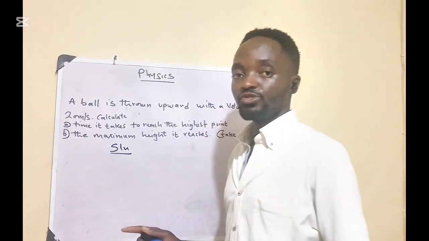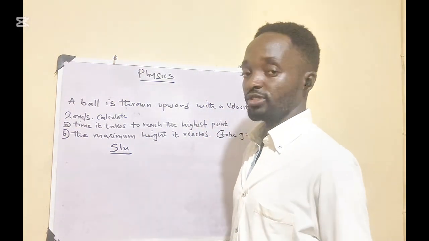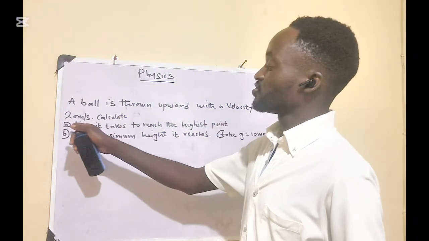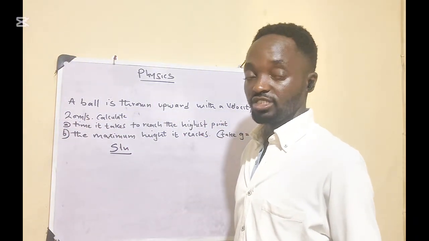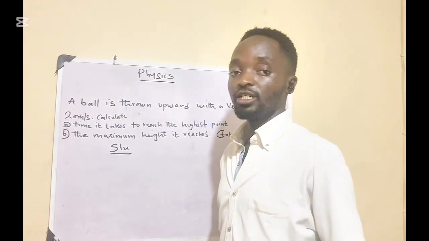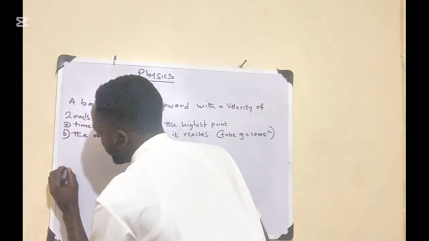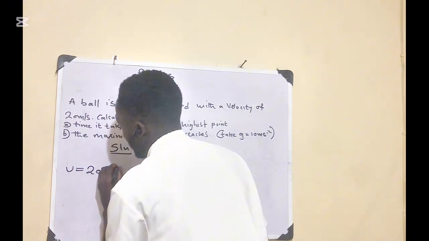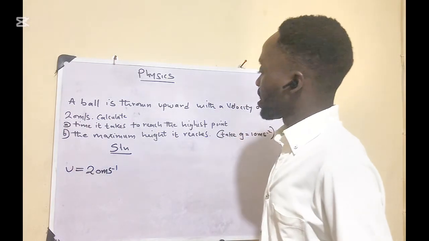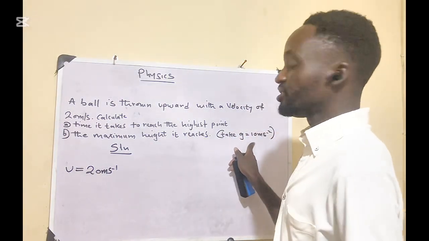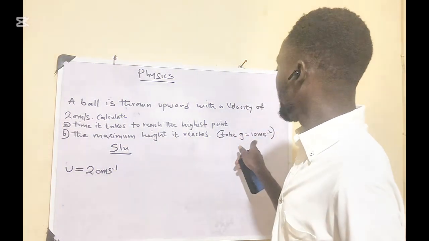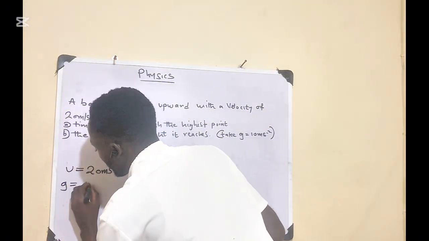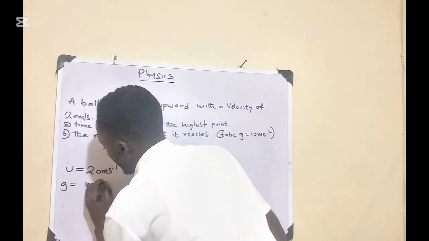The first thing we want to do is to bring out the data that we have been given from the question. From the question, we have that the velocity of the ball is 20 meters per second. So that means the initial velocity of the ball is 20 meters per second. So u, which is the initial velocity, is 20 meters per second. And then from the question again, we have that g, the acceleration due to gravity, is 10 meters per second squared.